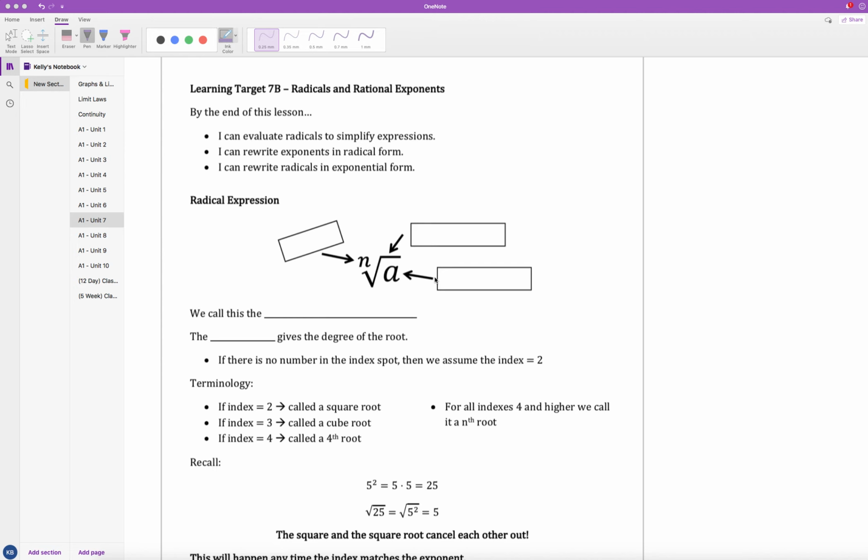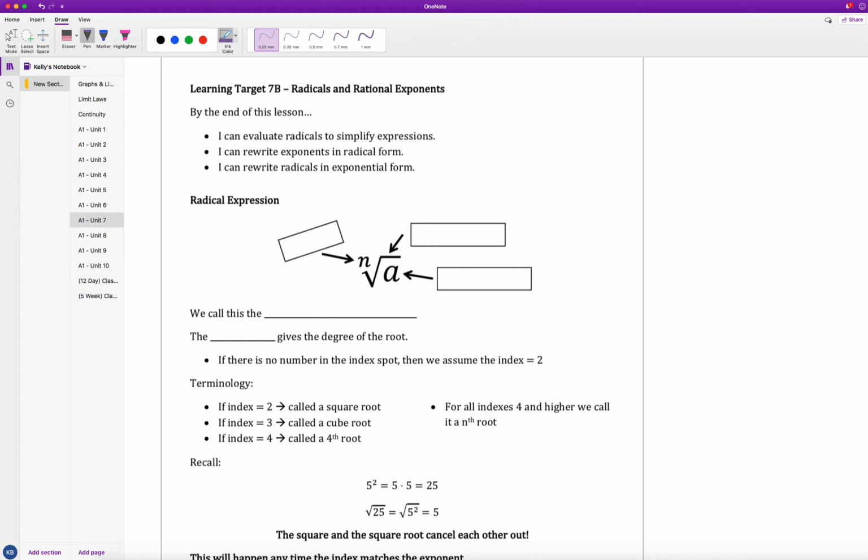Continuing on with Unit 7, this is Learning Target 7b, which is all about radicals and rational exponents. By the end of this lesson, you will be able to evaluate radicals to simplify expressions, rewrite exponents in radical form, and rewrite radicals in exponential form.